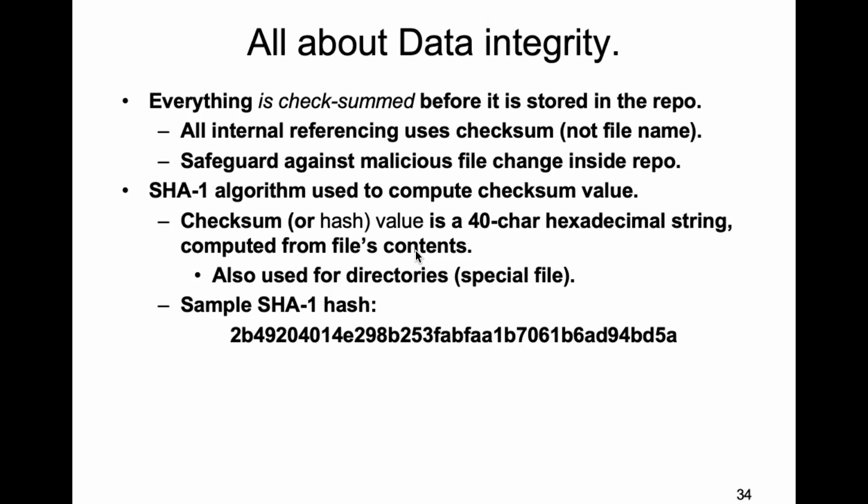So that's the first point. This is all really to guarantee the integrity of the data in the repository. If somebody tries to maliciously change the contents of one of the files inside the repository, and it's actually easy enough to try and find the files in there, then the content of the file will not match its SHA-1 hash value, and Git will complain about that straight away. So it's a kind of safety mechanism built into Git.